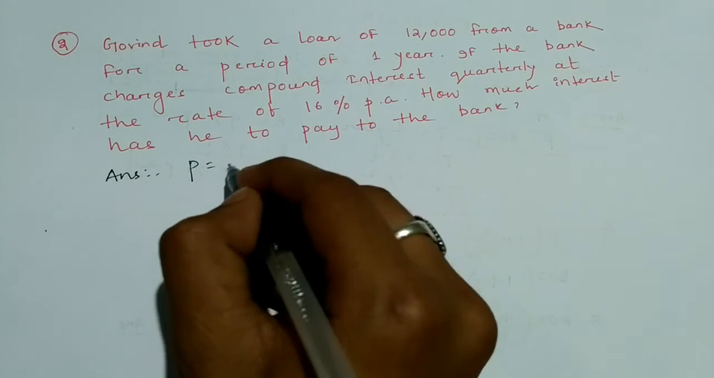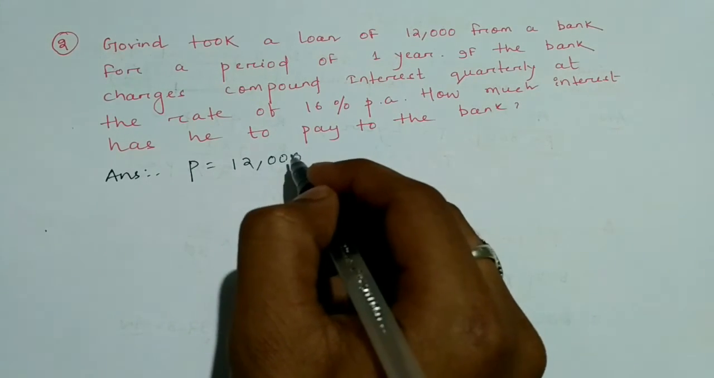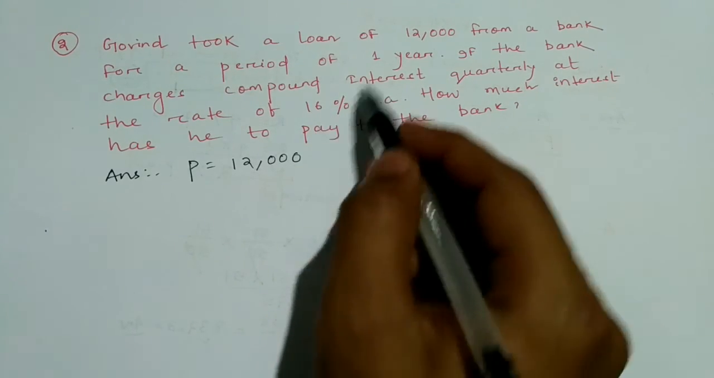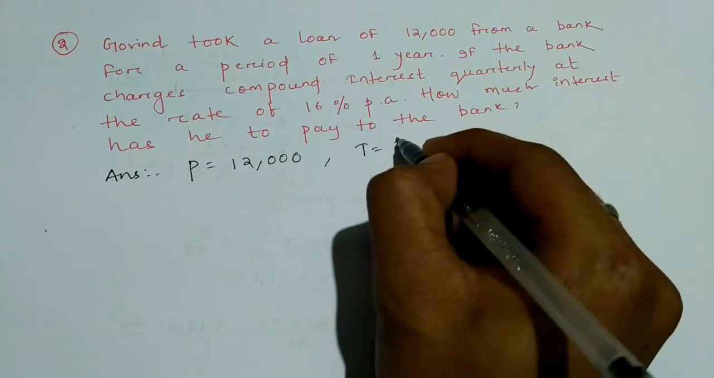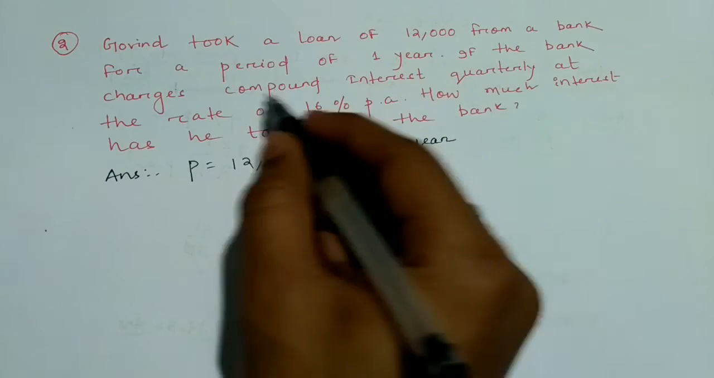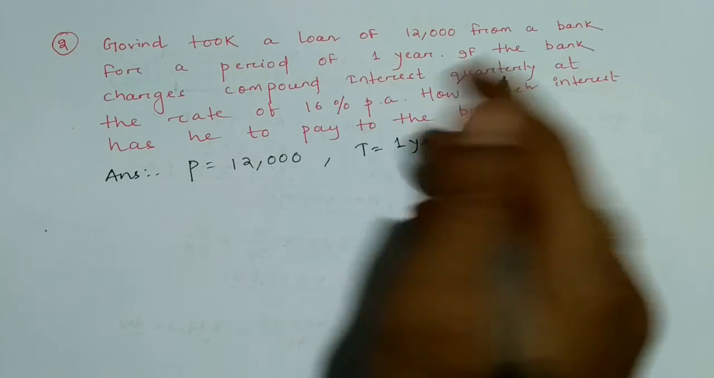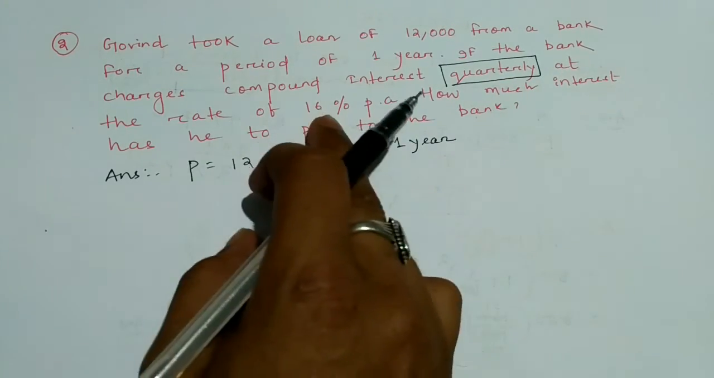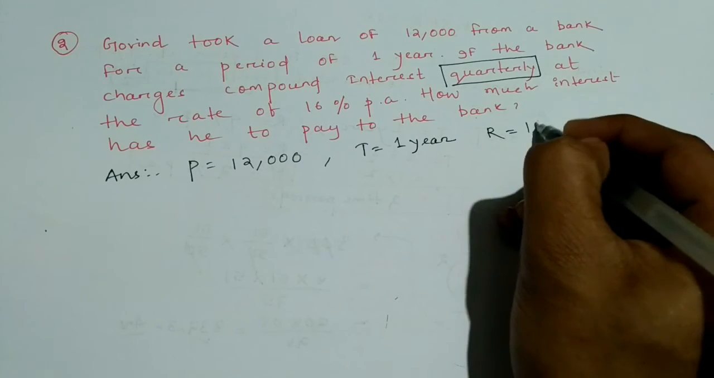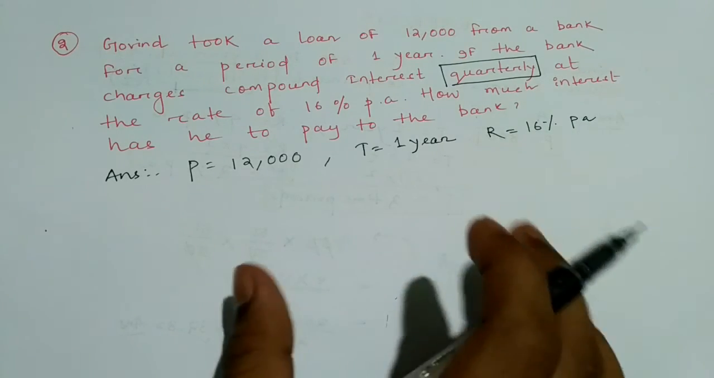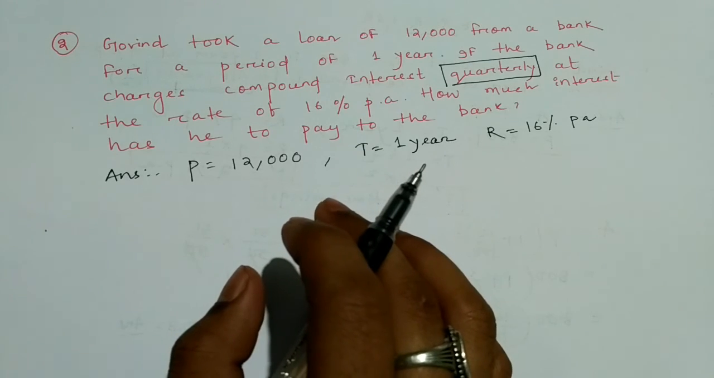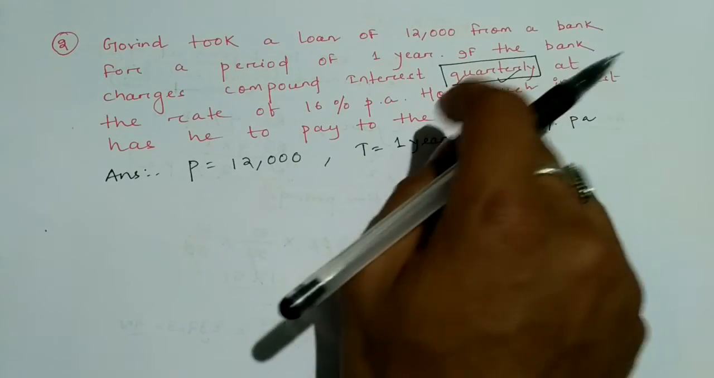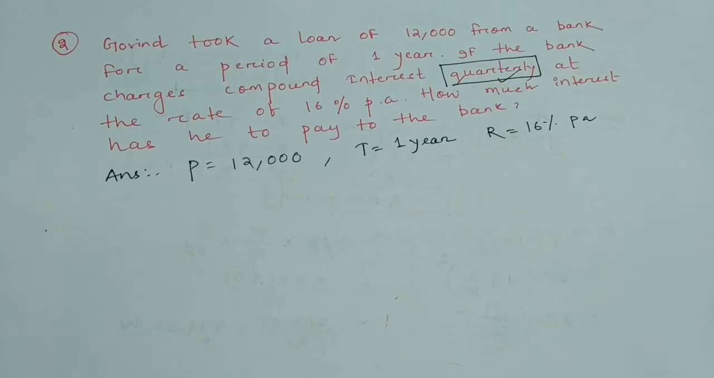That means the principal value will be 12,000 rupees. And the time period is 1 year. The T is 1 year. If the bank charges compound interest quarterly, remember, it says to find out quarterly, at the rate of 16%. Rate of interest will be 16% per annum. But the thing is that the compound interest is not calculated annually. It is calculated quarterly. You have to read that carefully to get that it is quarterly.